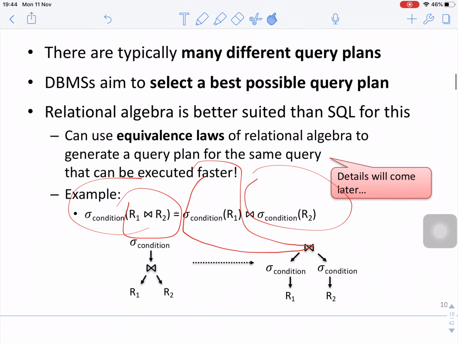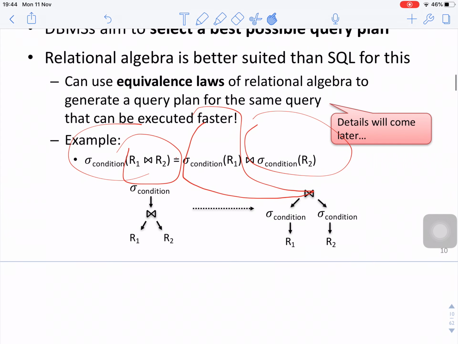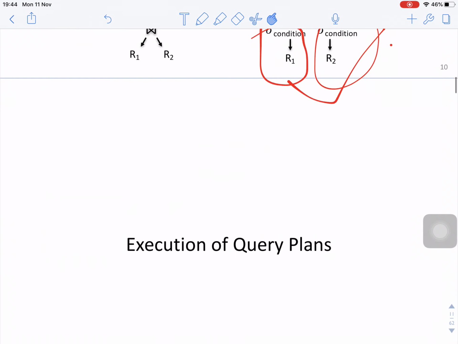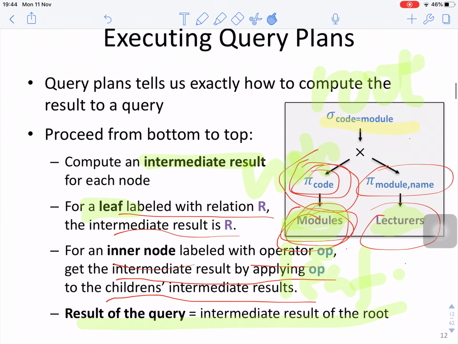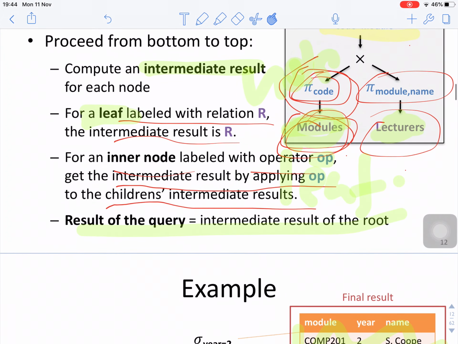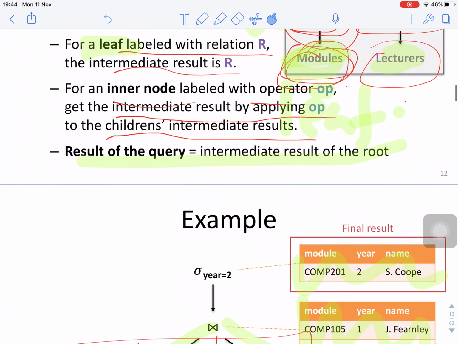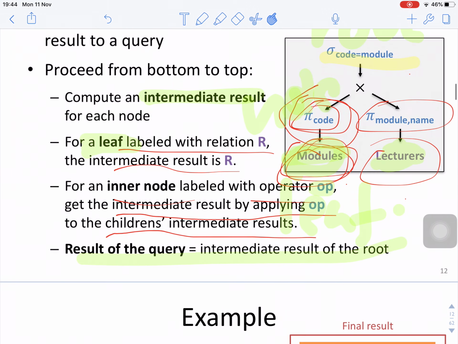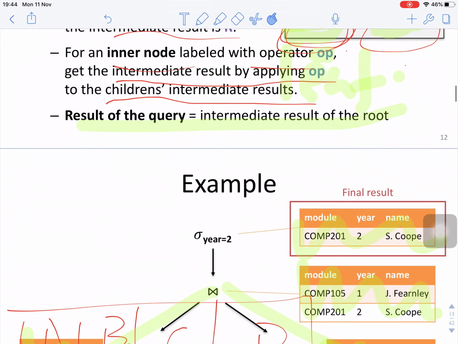And there are many different query plans. The database management system finds the best possible one, where this one is identical to this one, but this one is more efficient since we are natural joining fewer atoms. And the execution of the query plan tells us exactly how to compute the result. Usually it proceeds from the bottom to the top. We compute an intermediate result for each node, and each leaf is associated with a relation R, and then we get the intermediate result of R.